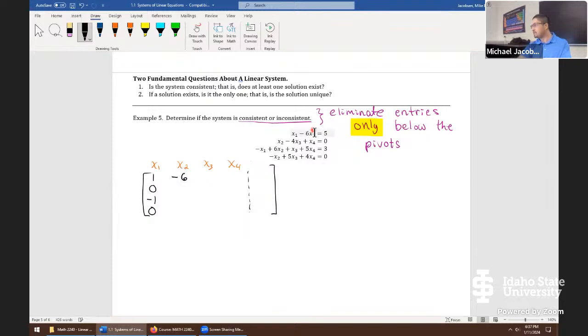They go -6, +1 from here, +6 from here, and -1 from here. Let me know if I miscopied anything. It's easy to do with all this stuff we have to write in.